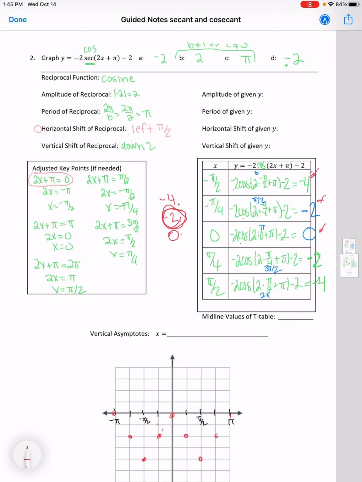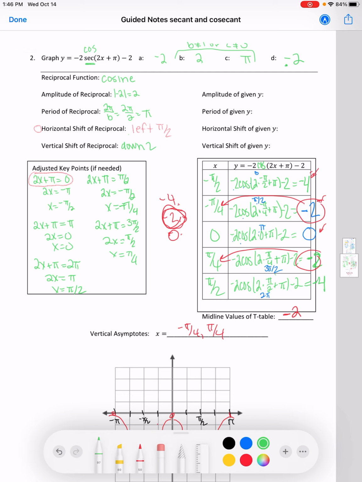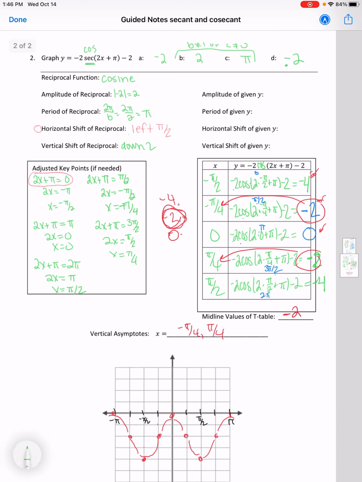And I'm just finishing out my period so you guys can see. Okay. -2 is that midline value, so that's -2. The x coordinates that I use for my vertical asymptotes are the x coordinates that gave me those -2's. In our case, -π/4 and +π/4. So at π/4 and -π/4, I'm going to have vertical asymptotes.